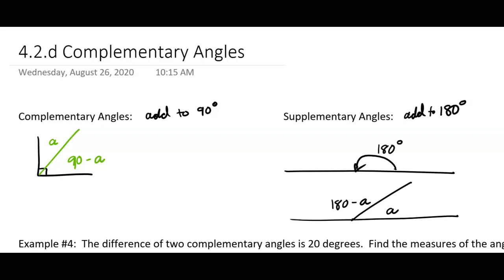So if you have a 90-degree angle, and the other angle is a supplement to it, then the other one's 90 degrees. That's not a great example. Let's say you have a 70-degree angle. If this one were 70 degrees, well, then this one would have to be 110 because they have to add up to 180. Okay, that's a better example.